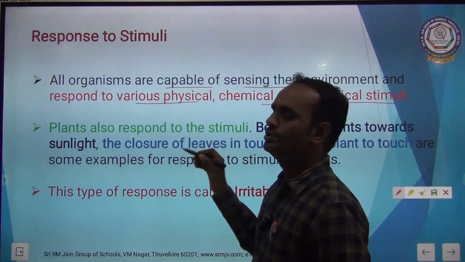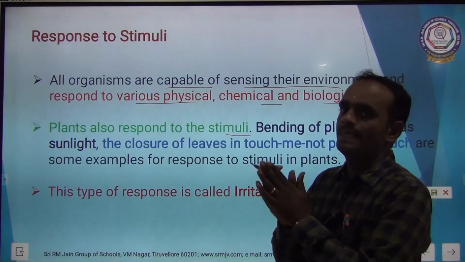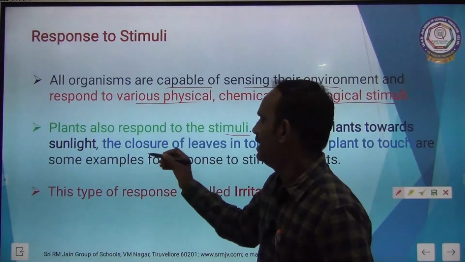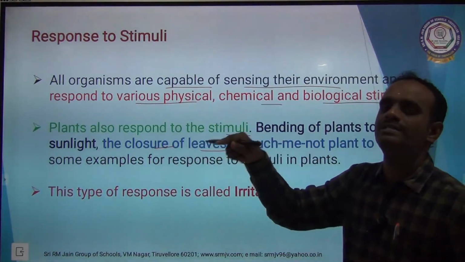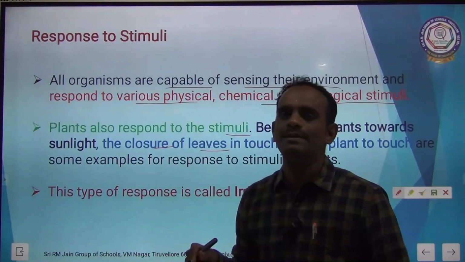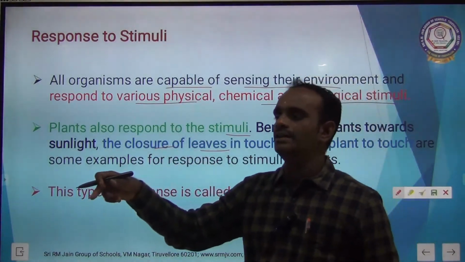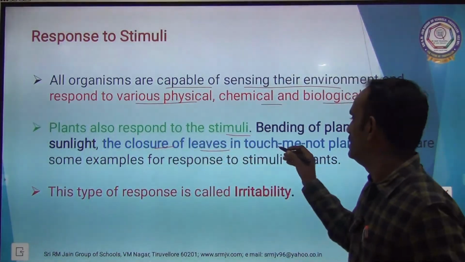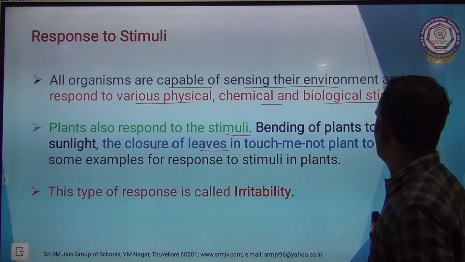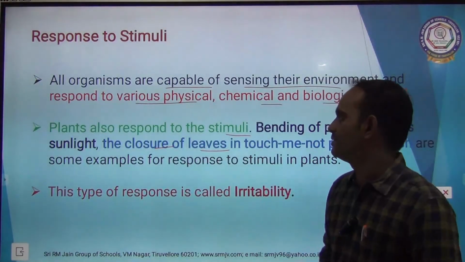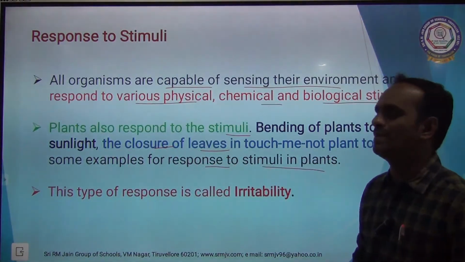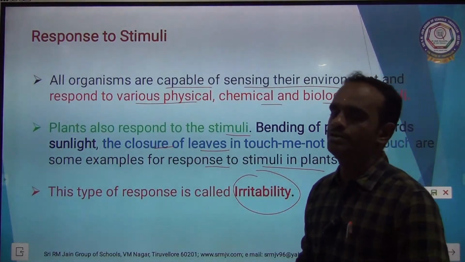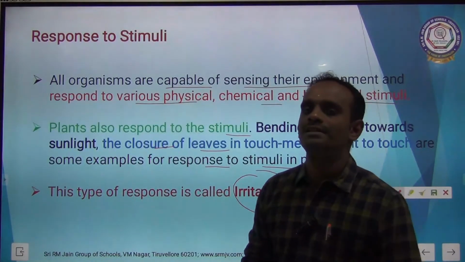Plants also respond to stimuli. I already said, bending of plant parts towards the sunlight and closure of leaves in the touch me not plant. The botanical name is Mimosa pudica. If you touch the plant with your finger, it suddenly closes its leaves. So closure of leaves in touch me not plants when we touch is a good example for the response to stimuli in plants. This type of response is called irritability. So irritability is also one of the attributes of living organisms.